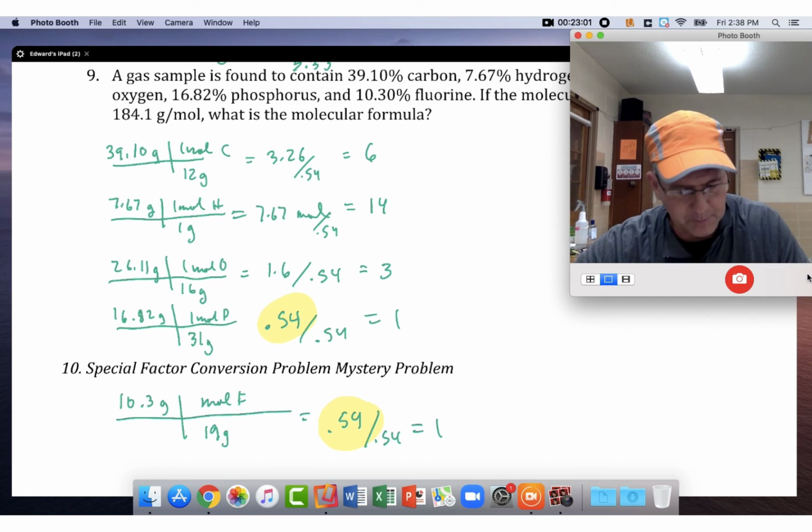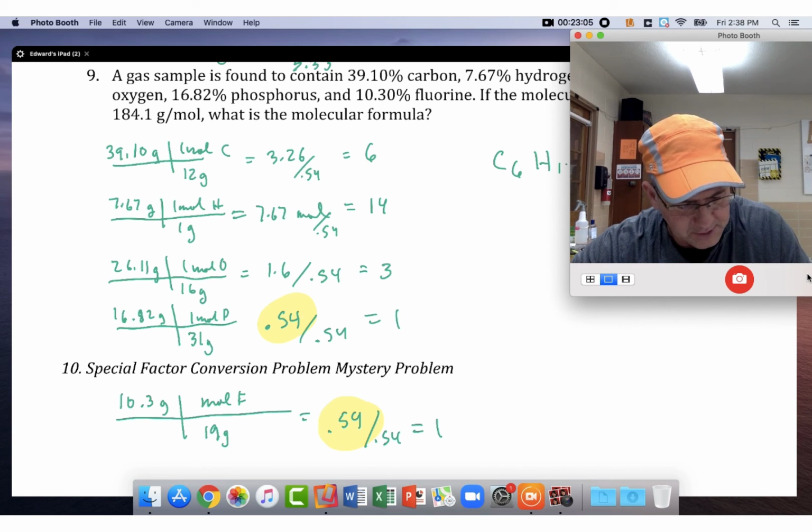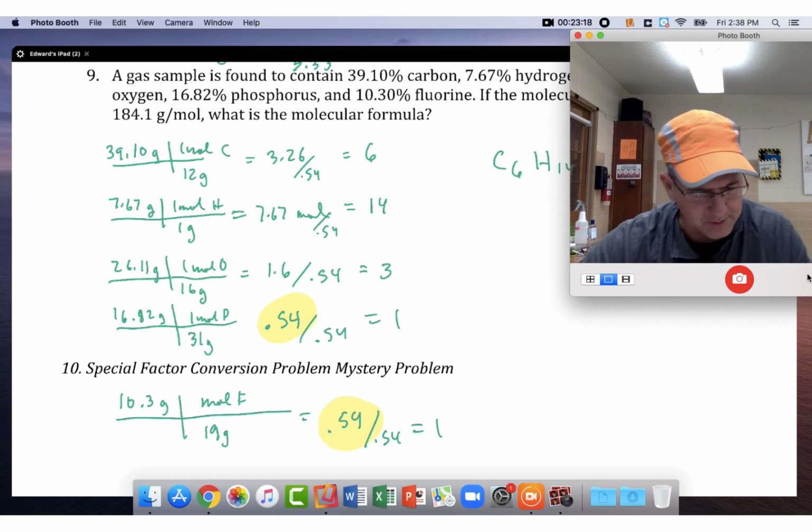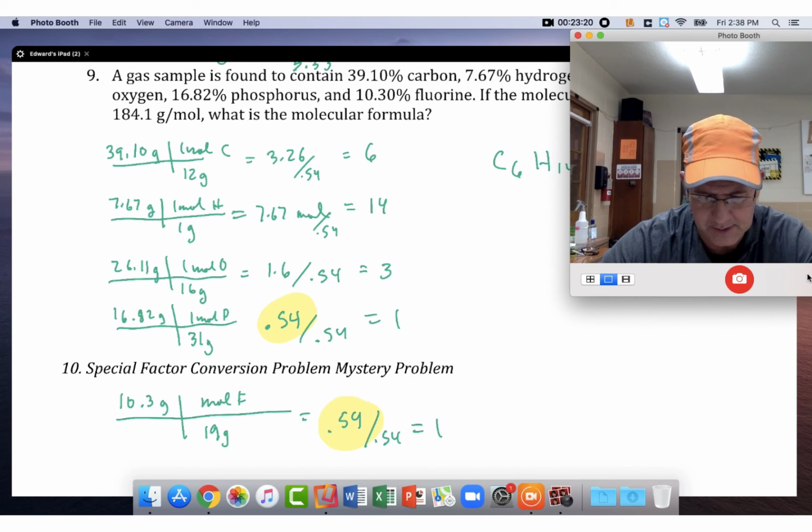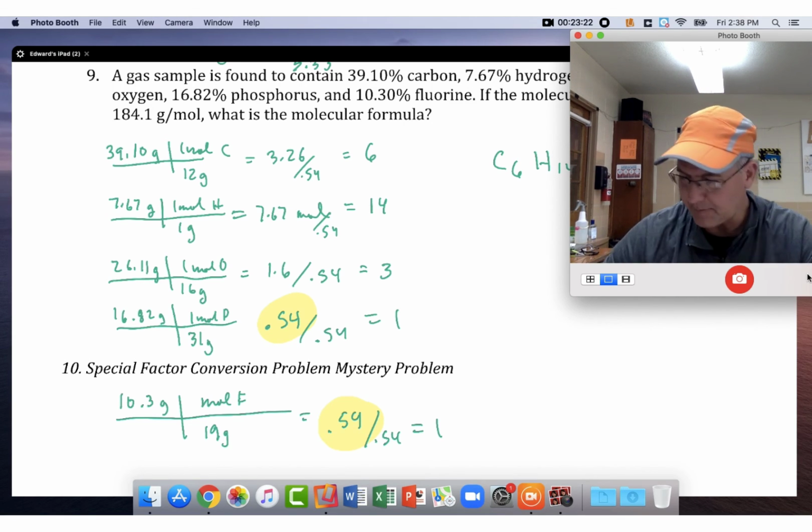So I end up with C6, H14, oxygen is 3, phosphorus is 1, and F is 1. I do not know exactly what this is. All right, let's add up these weights of this thing.